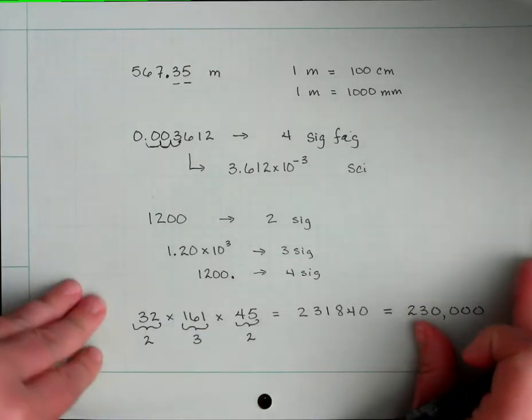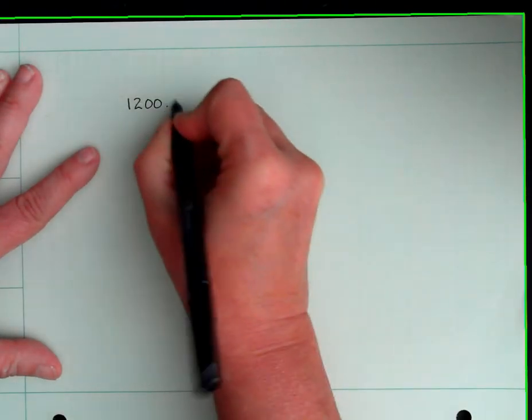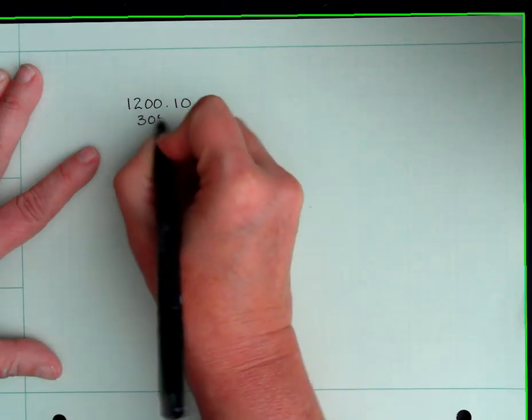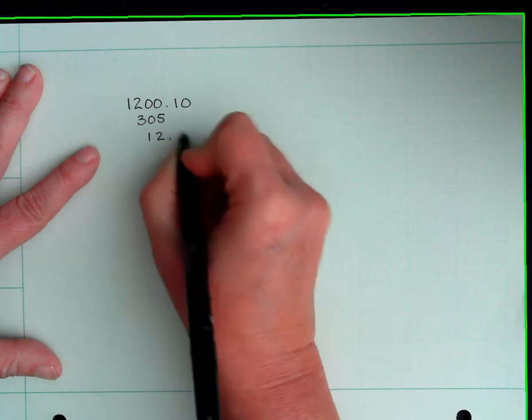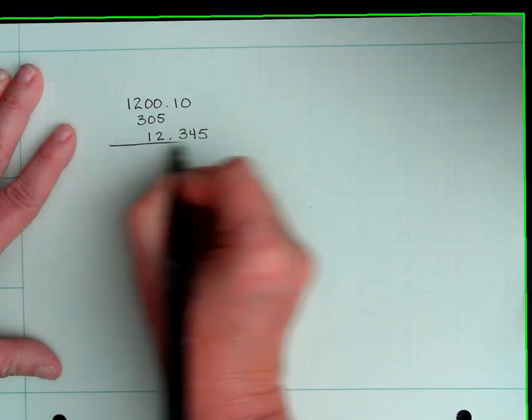So let's take a different piece of paper here and we can do our addition and subtraction. And in that case, we want to keep the place of the values. So I'm going to do 1200.10. I'm going to add 305. I'm going to add 12.345. And I'm going to go ahead and add these together.